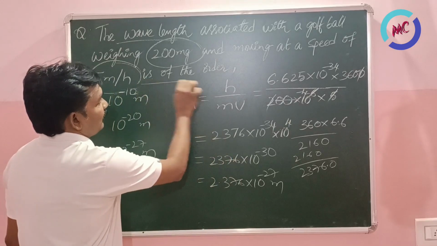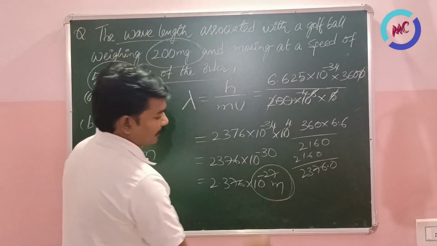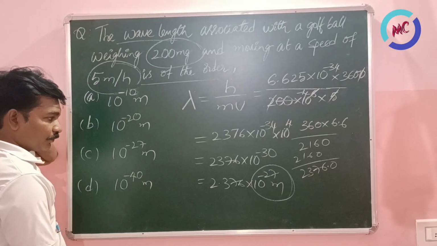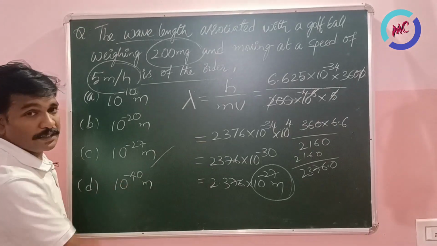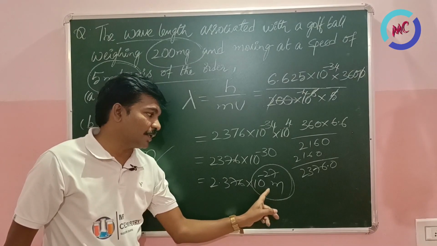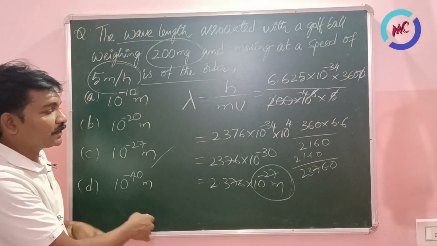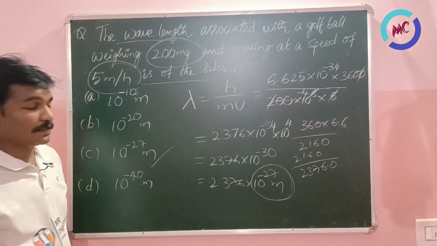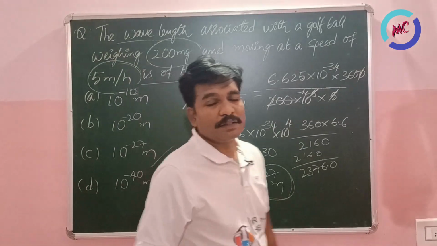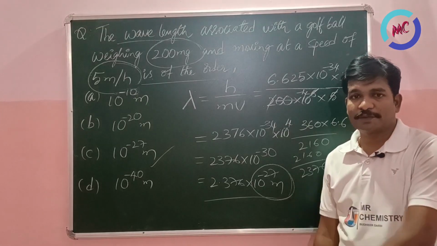They are asking for the order. We got 10 to the power of minus 27 meters, so option C is the correct answer. The complete answer is 2.376 into 10 to the power of minus 27 meters. They are asking only for the power of 10, that's why option C is correct. If they give the complete answer, it is 2.376 into 10 to the power of minus 27 meters. Please note this down.